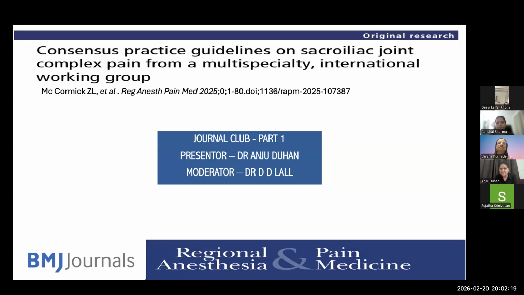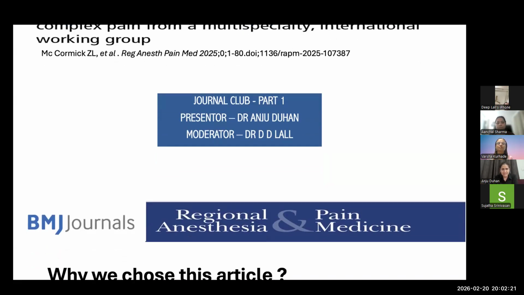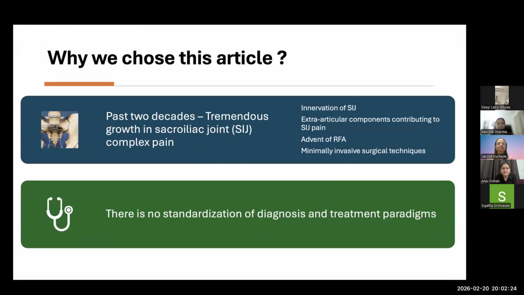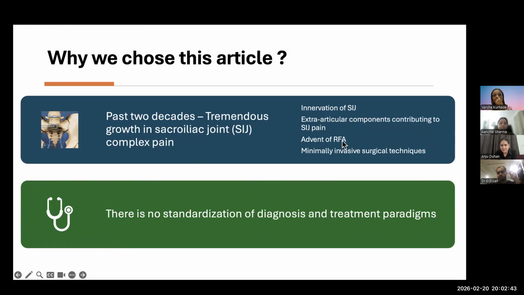Now, starting with the initial part of the guidelines. Why we chose this article? The past 2 decades have witnessed tremendous growth in the appreciation and treatment of sacroiliac joint complex pain, including the anatomical dissections that shed light on the innervation of the SIJ and appreciation of the extra-articular components of SIJ pain, and with the advent of radiofrequency ablation and a host of minimally invasive surgical techniques. Yet, there is no standardization of the diagnosis and the treatment paradigms.